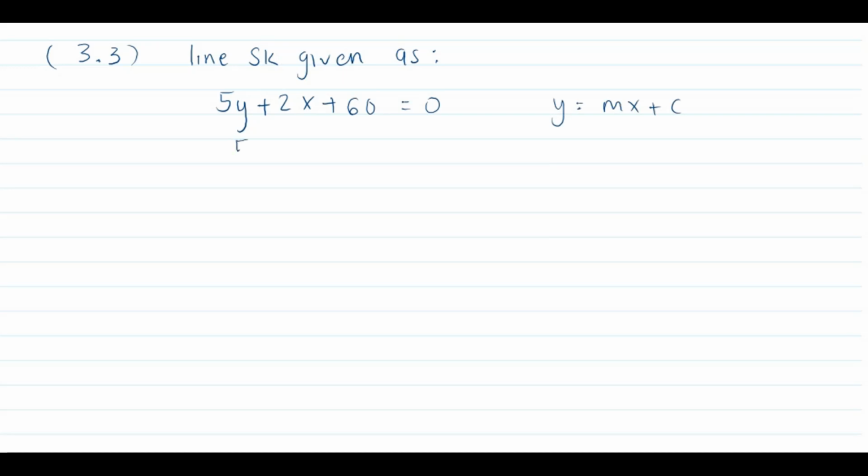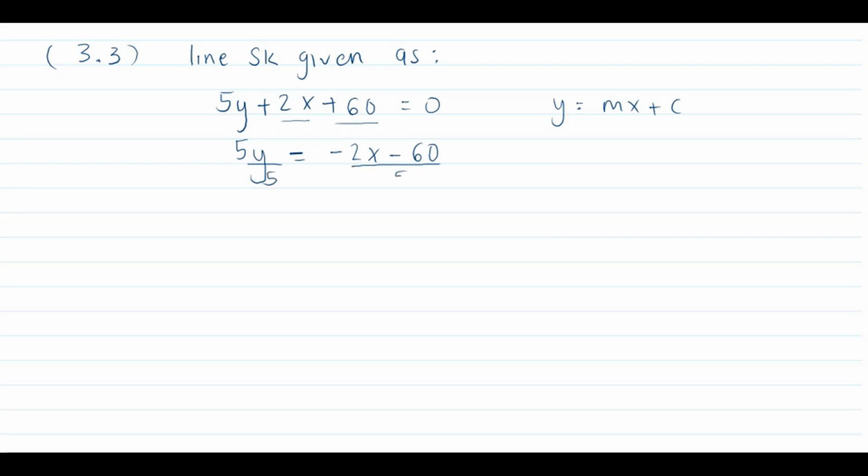So you're going to have 5y equals, you're going to move your 2x to the right hand side, and you're also going to move your 60 to the right hand side. And you are going to have negative 2x minus 60. And you're going to simply solve for y.